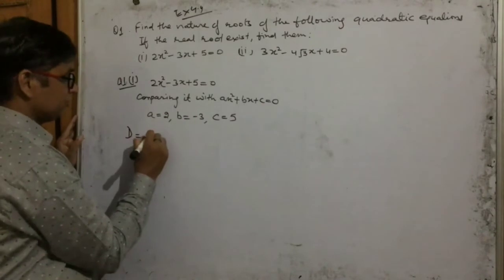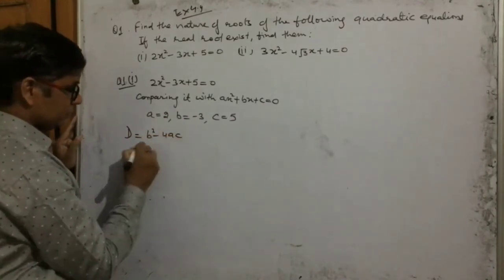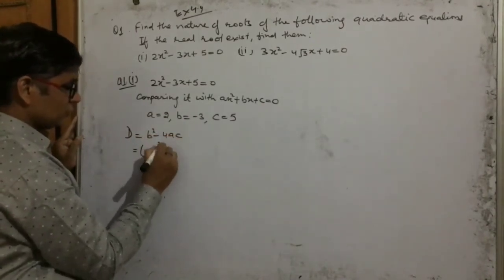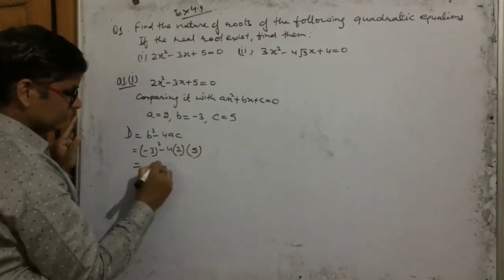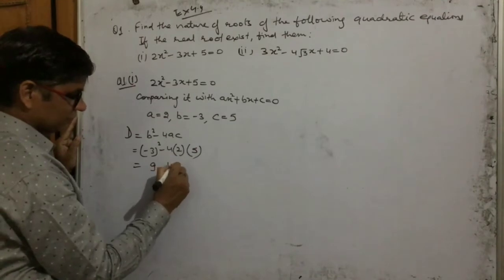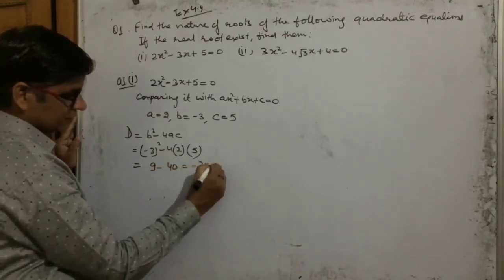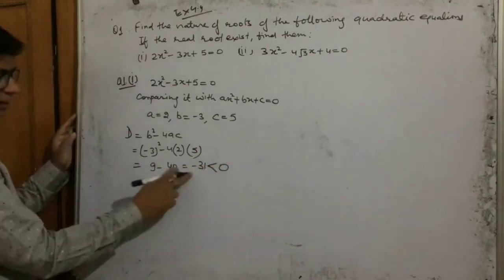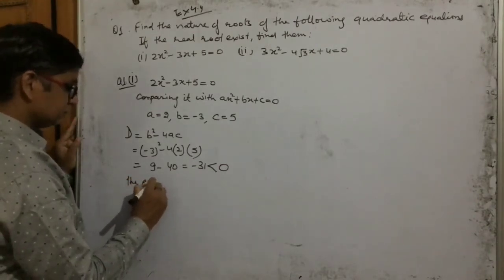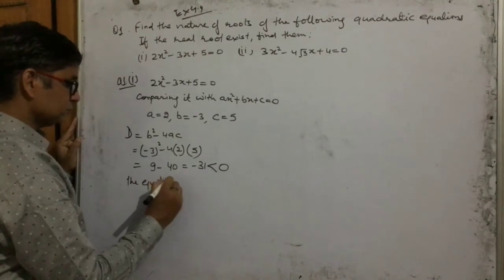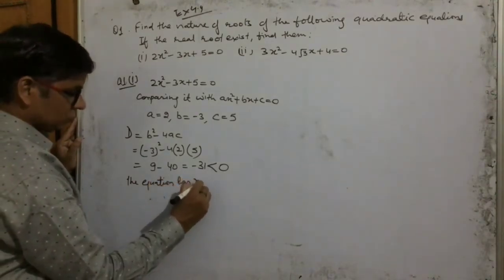Now the discriminant is b square minus 4ac, which is minus 3 square minus 4 times 2 times 5. 3 times 3 is 9, 4 times 2 is 8, 8 times 5 is 40. 9 minus 40 is minus 31, which is less than 0, meaning a negative value. So the equation has no real root.